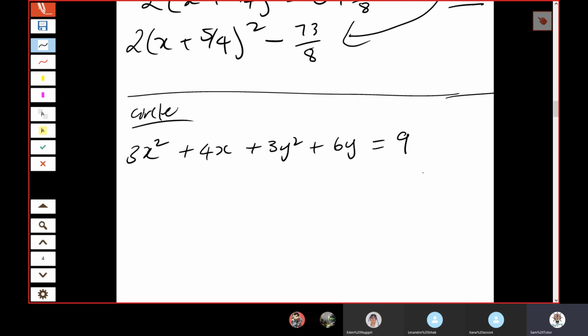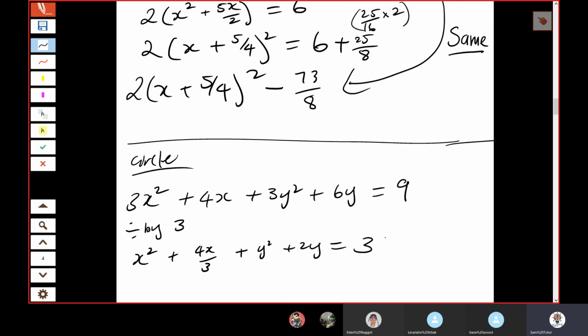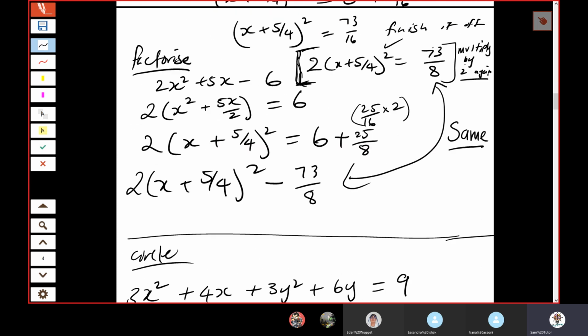All right, Alessandro, what do you want to do? You can't have them 3s in front. All right, divide by 3. So we're going to divide by 3. So technically you now have this. Because circles are equations, so you're solving, you will not need to go back and multiply by 3. Do you understand that? Yeah. So just be careful. That's only for factorizing. So only for factorizing will you need to go back.